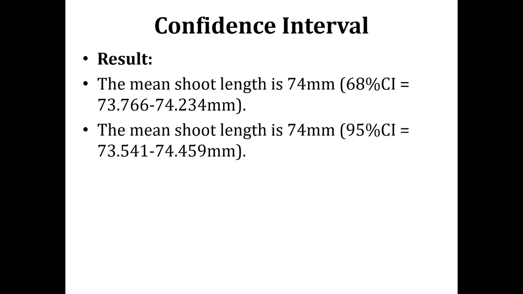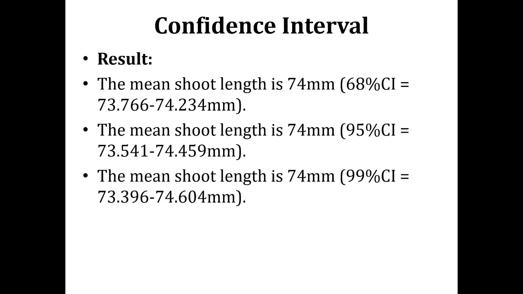And then we state the result for 95% confidence interval. So the mean shoot length is 74 millimeters, bracket start, 95% confidence interval equals 74.541 to 74.459 millimeters, bracket closed, right? And then we can state it for the 99% confidence interval, that the mean shoot length is 74 millimeters and the 99% confidence interval is 73.396 to 74.604 millimeters, right? So this is how we are going to state the results for the confidence interval.